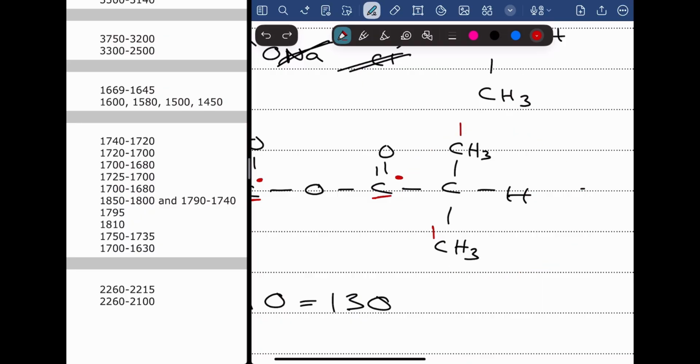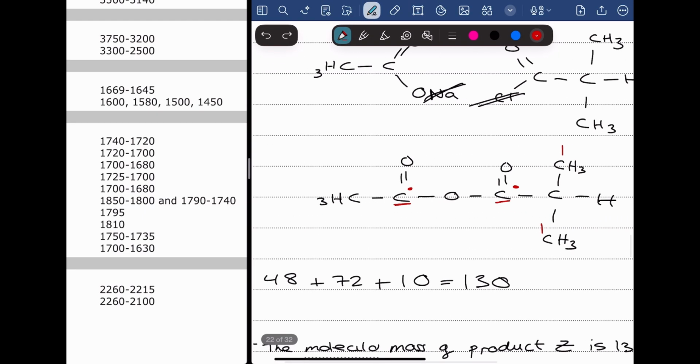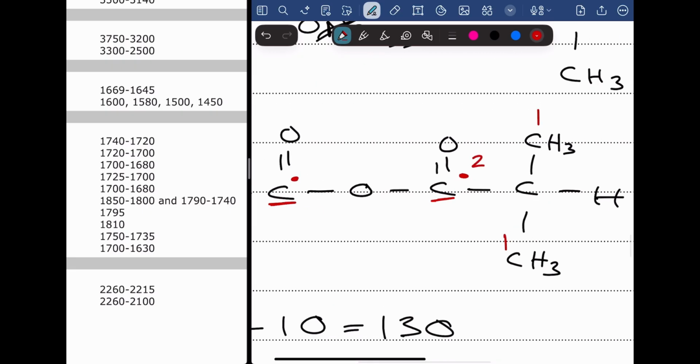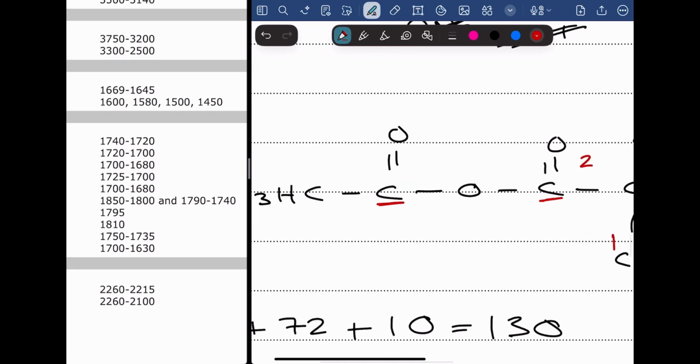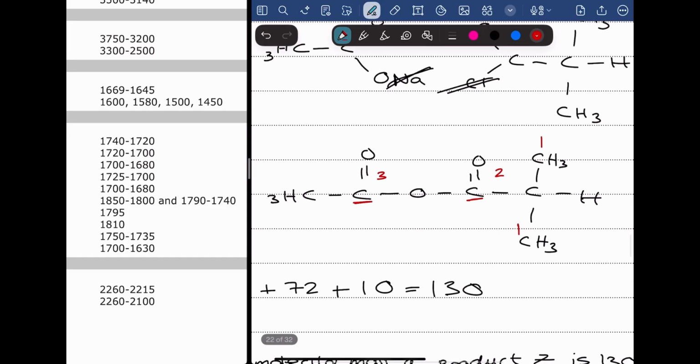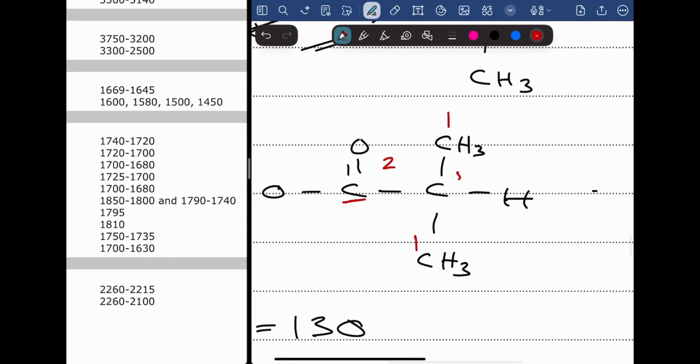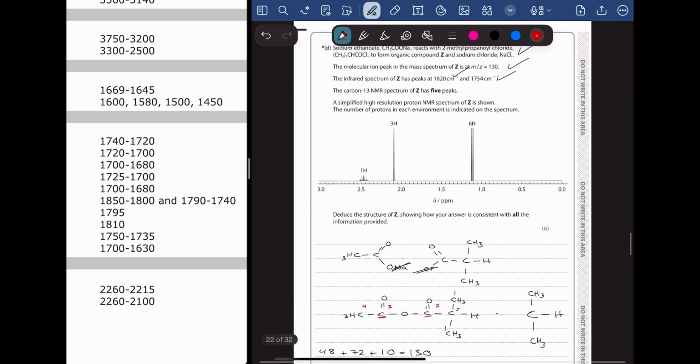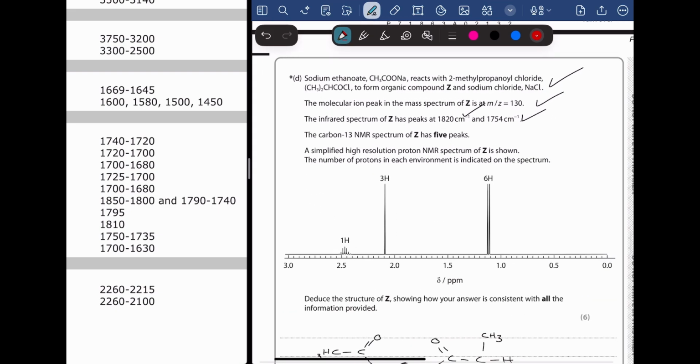So it's not in the same environment, right? So let's say this is environment 2, this is environment 3, this is environment 4, and then this is environment 5. Yeah, so there's 5 carbon environments, and the fact that it has 5 peaks means that it has 5 environments. So that information also kind of lines up.